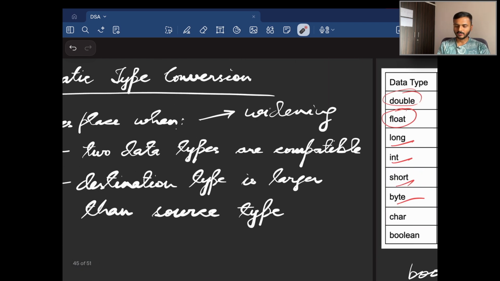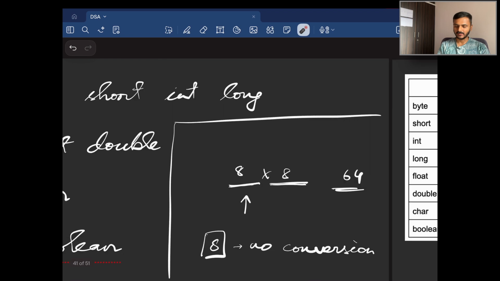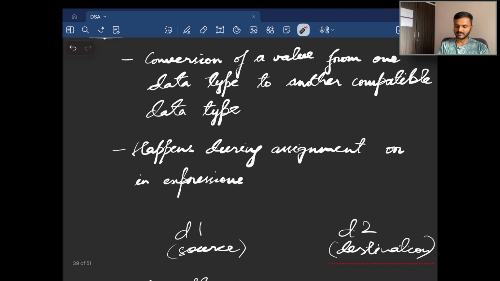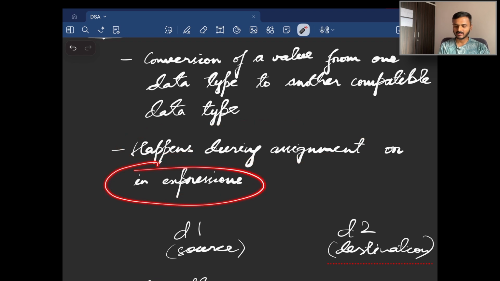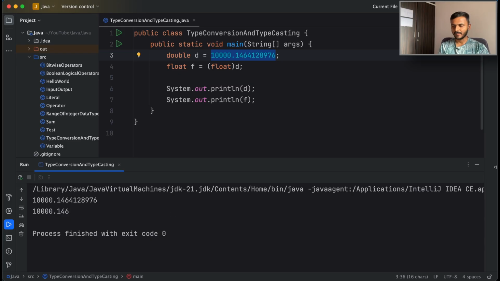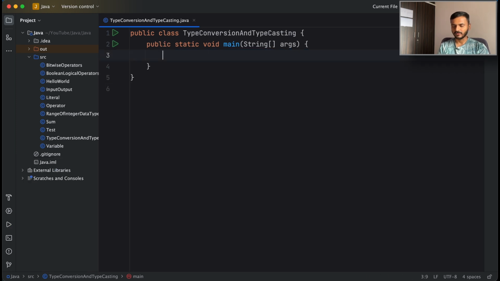Now, coming back to the definition of type conversion, the second point over here says that it happens during assignment, for which we have seen examples already, and it further says that it happens in expressions as well. So let's talk about this in more detail. For that, let me come to IntelliJ and let me take an example. Let me get rid of all of this over here and let me declare a few different variables of different data types.